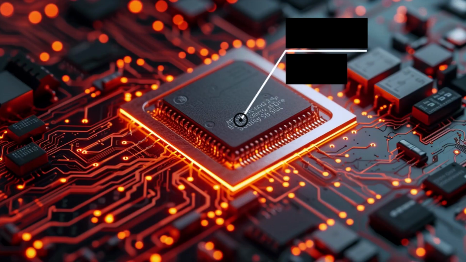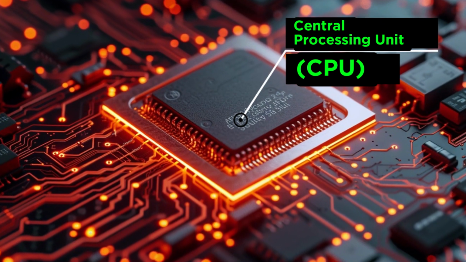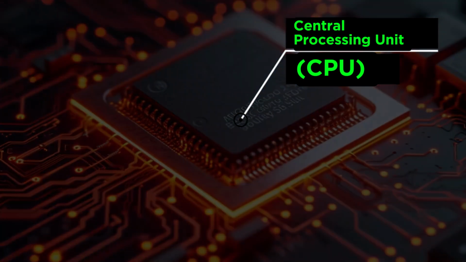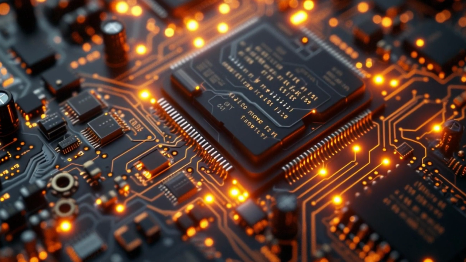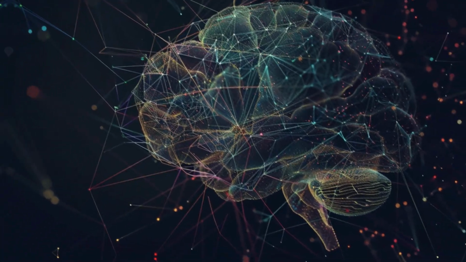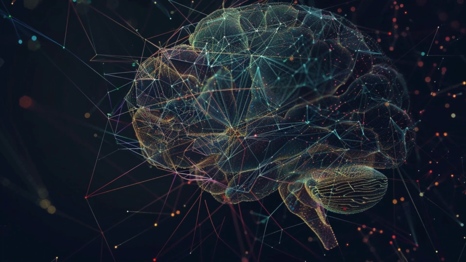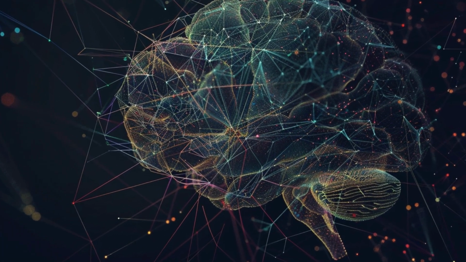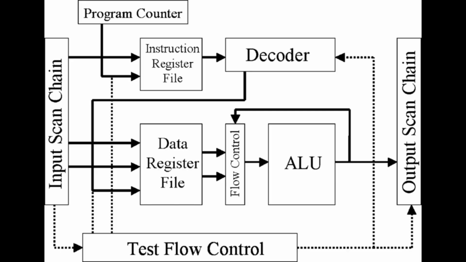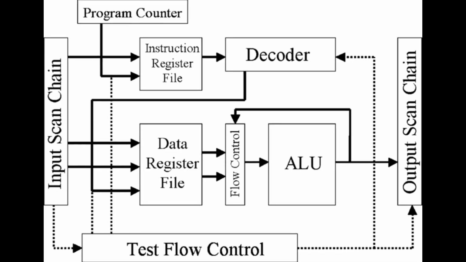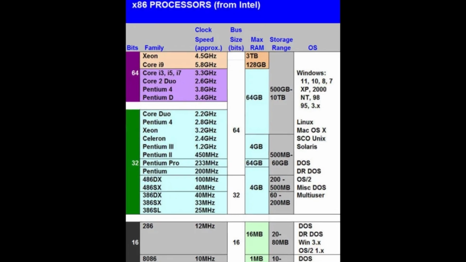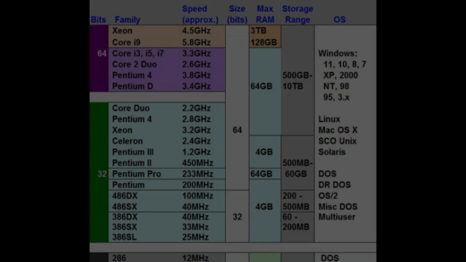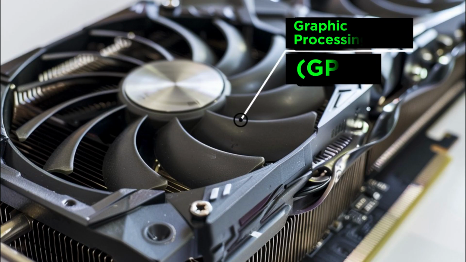First up, the Central Processing Unit, or CPU. Often referred to as the brain of the computer, the CPU performs calculations and processes instructions. It's responsible for executing commands from both hardware and software. CPUs come in various models and speeds, with multi-core processors allowing for better multitasking and performance.